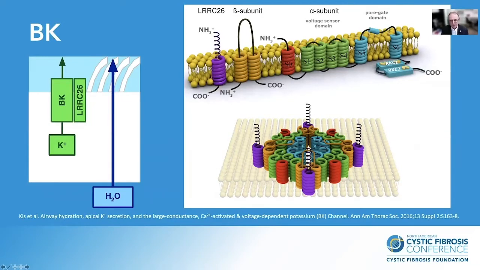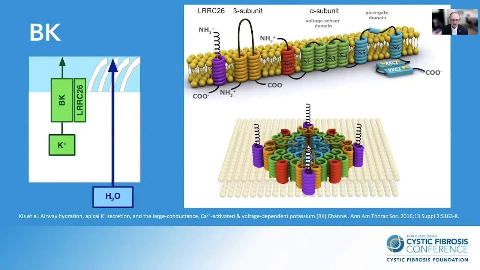We know that in the airway, beta 2 and beta 4 are mainly expressed, but there is also an important gamma subunit here in purple. This is called LRRC26. There are other LRRCs that provide the same function, but this subunit is important because it allows the BK channel to open without a significant voltage change and thereby makes it basically dependent on calcium activity rather than voltage change.